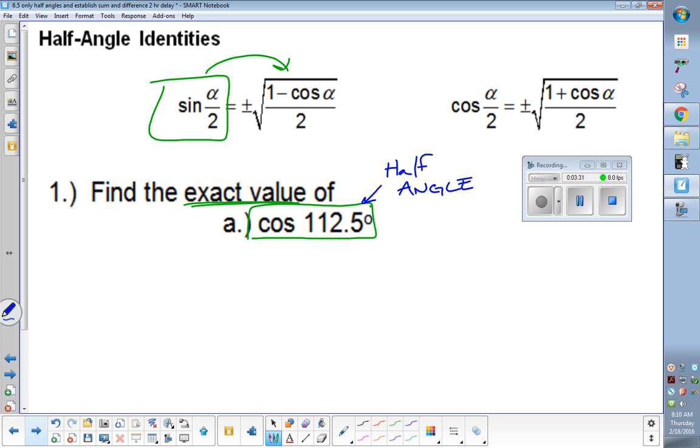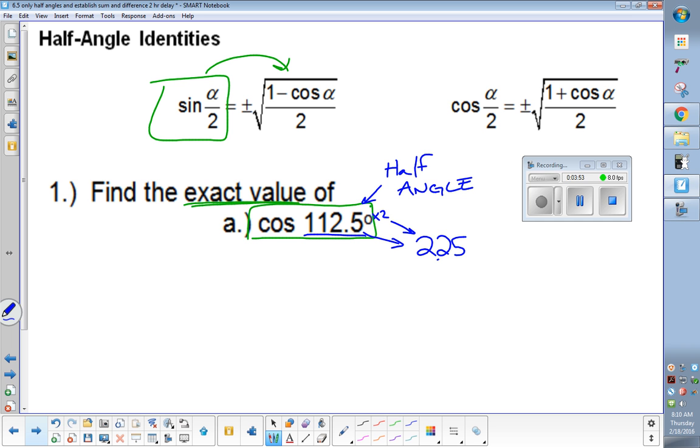So what we need to think is, hey, it's 112.5. What angle does that go with? Well, if we took this angle, 112.5 is half of 225. If I took this angle and multiplied it by 2, it would get me 225. It's a half angle. All right?